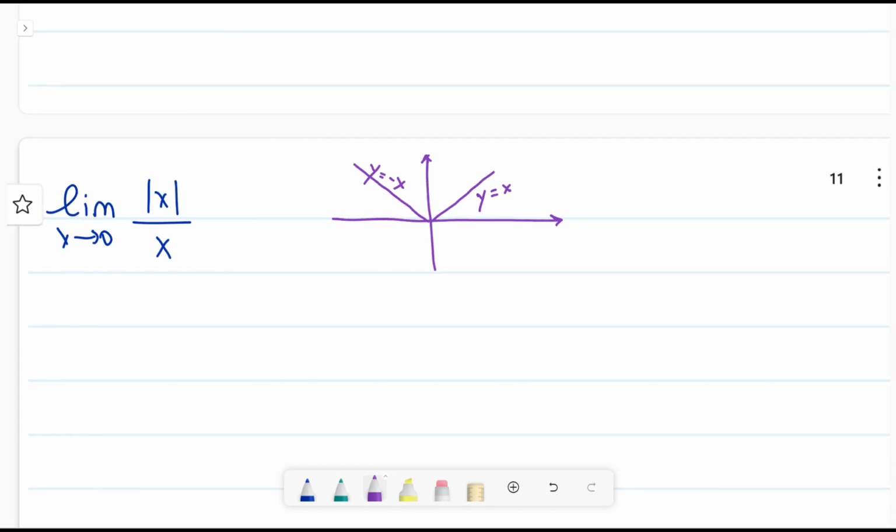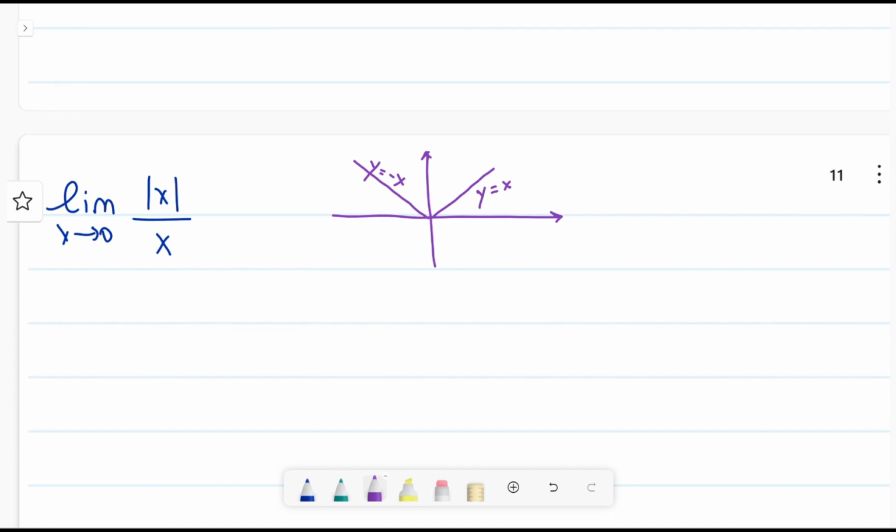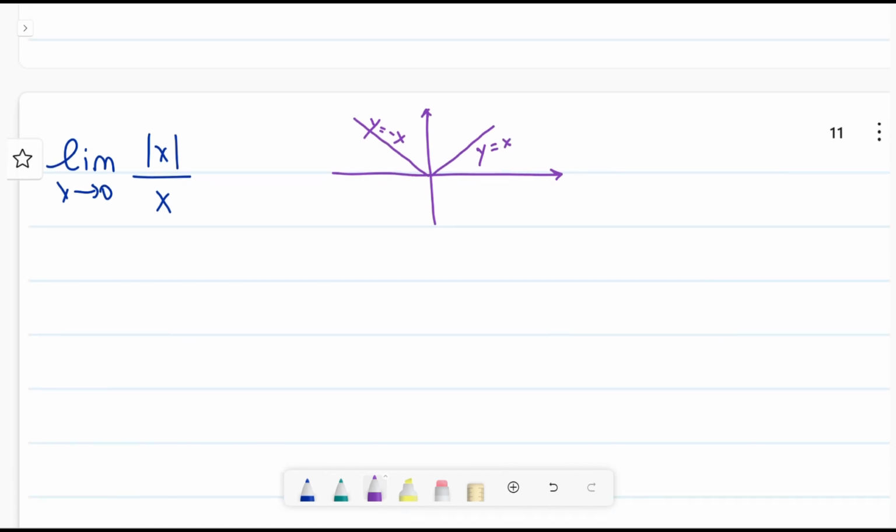So if we were to take the limit of absolute value of x divided by x as x approaches 0, we can divide this into two different limits. So we can do limit as x approaches 0 from the left of this function and limit as x approaches 0 from the right of this function.